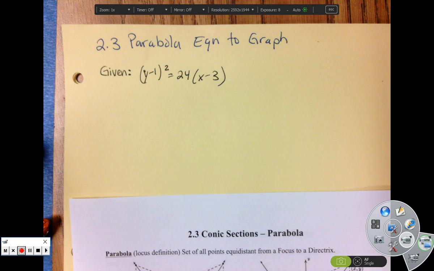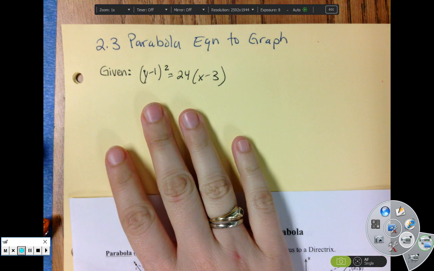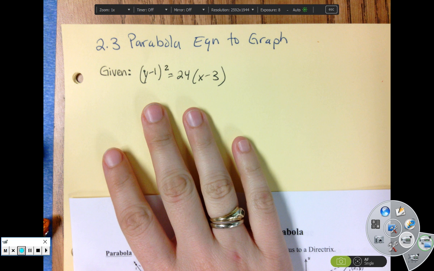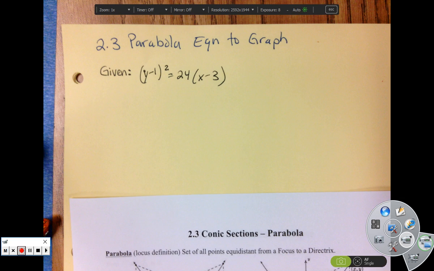So in this video, we are going to be looking at how to go from an equation of a parabola to its graph. So what we would be given is an equation like this: (y - 1)^2 = 24(x - 3). Now, what do you do with this?